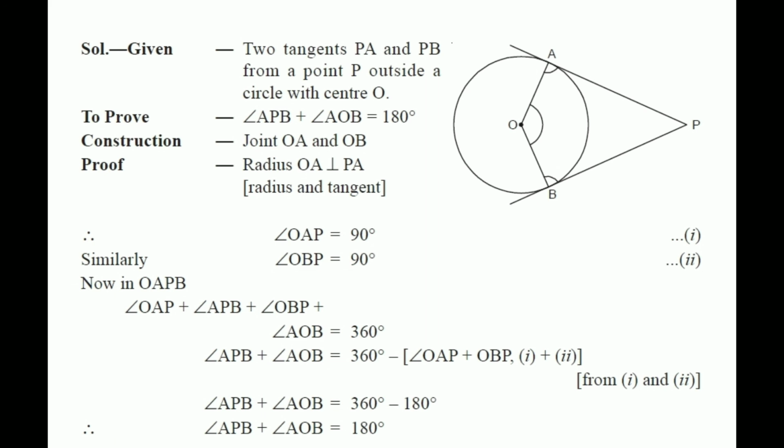So friends, while doing the proof of this sum, we have used the concept that the radius and tangent make a 90 degree angle, and the angle sum property of a quadrilateral. The sum of four angles in a quadrilateral is 360 degrees.